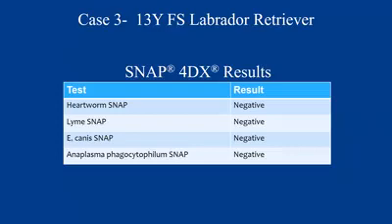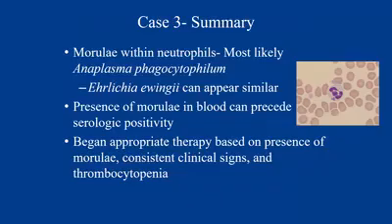And so we can certainly have them in circulation and be 4DX negative or serology negative on various serologic tests, okay? And so again, another reason to look at our blood film review. So these morula were most likely Anaplasma phagocytophilum, given that's the most common rickettsial morula that we see in this part of the United States. Technically, Ehrlichia ewingii can appear similar, but we don't see that as often here in Minnesota.